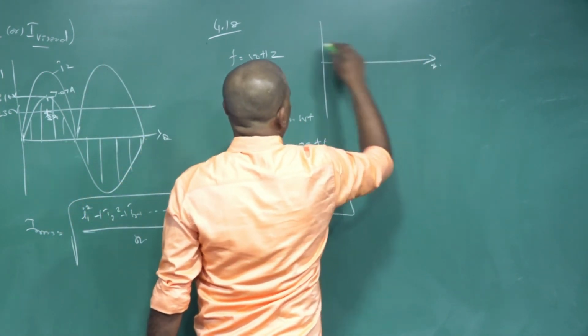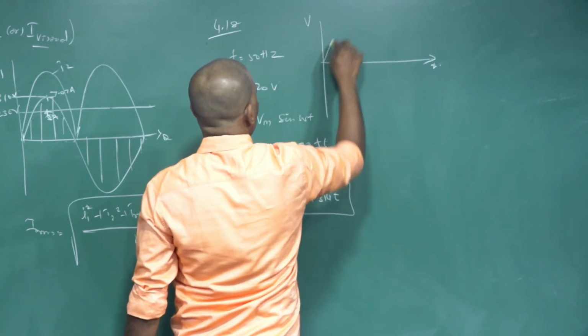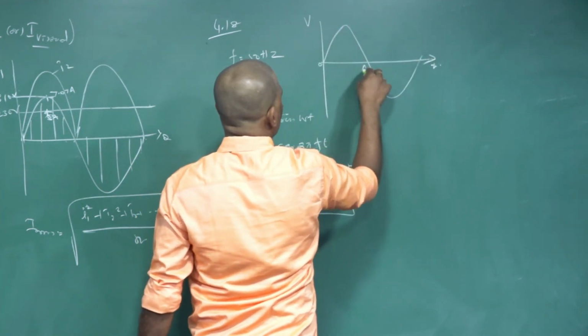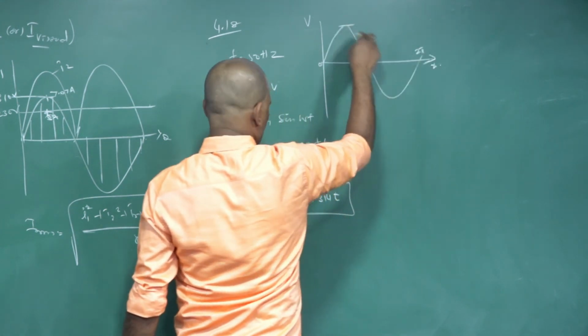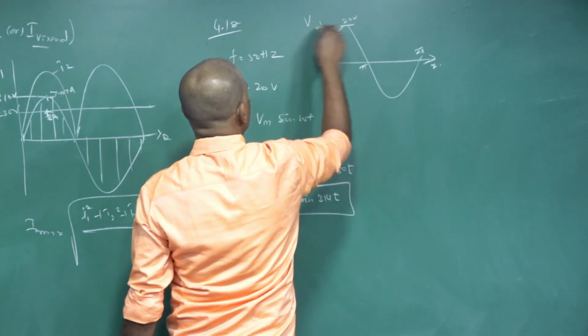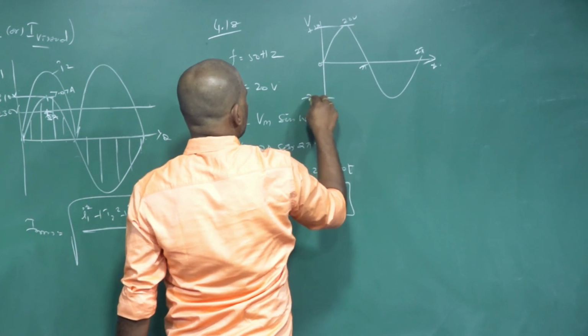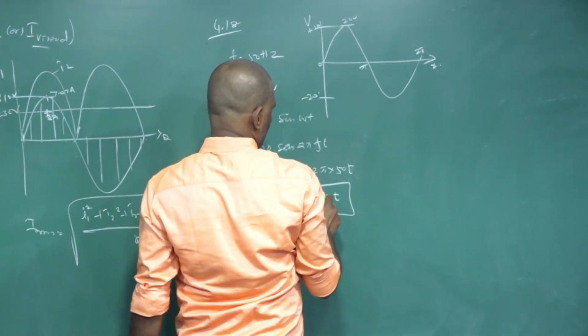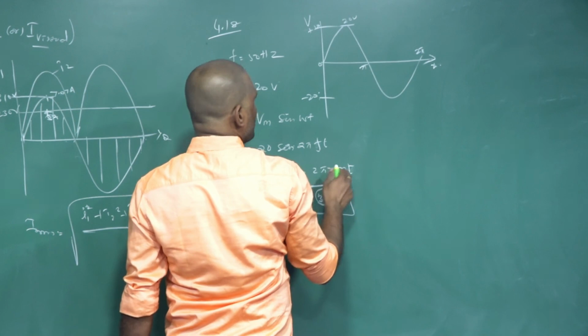This is the time scale and this is the voltage scale, and I am drawing a waveform like this: 0, pi, 2 pi. The peak value of voltage is, let us say, 20 volts, so plus 20, and this one is minus 20, and the frequency value is 50 Hz.